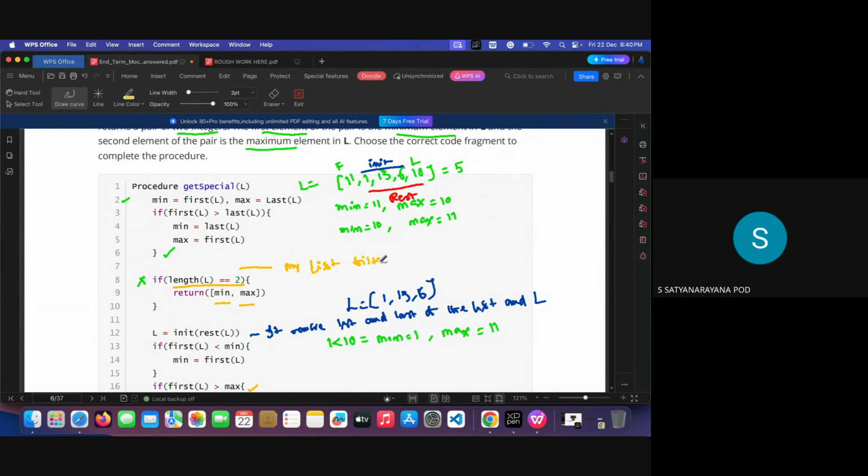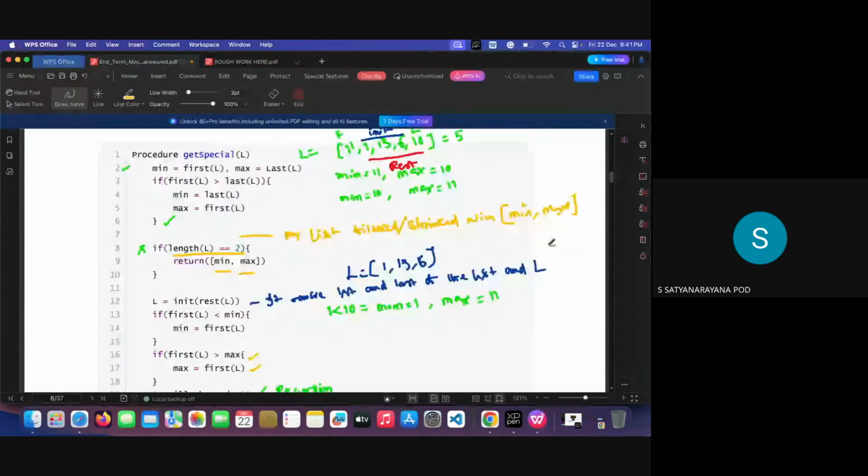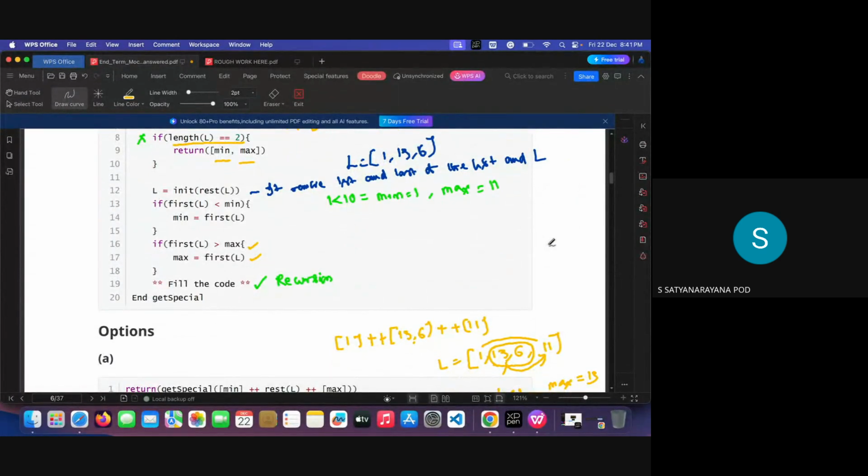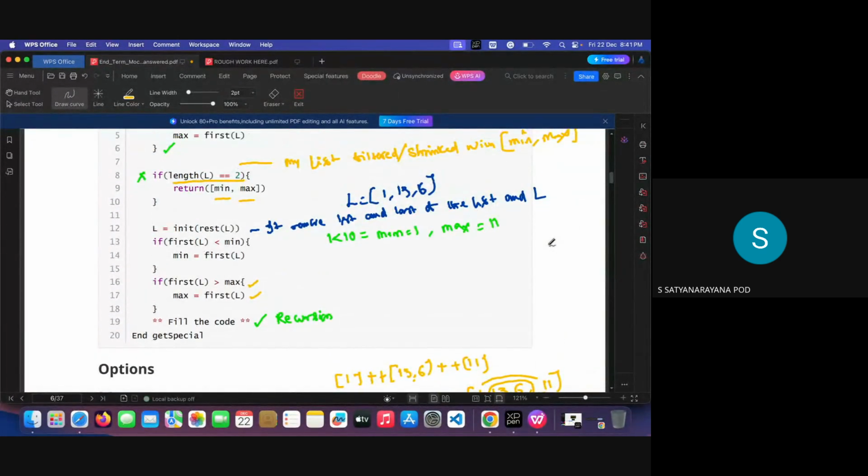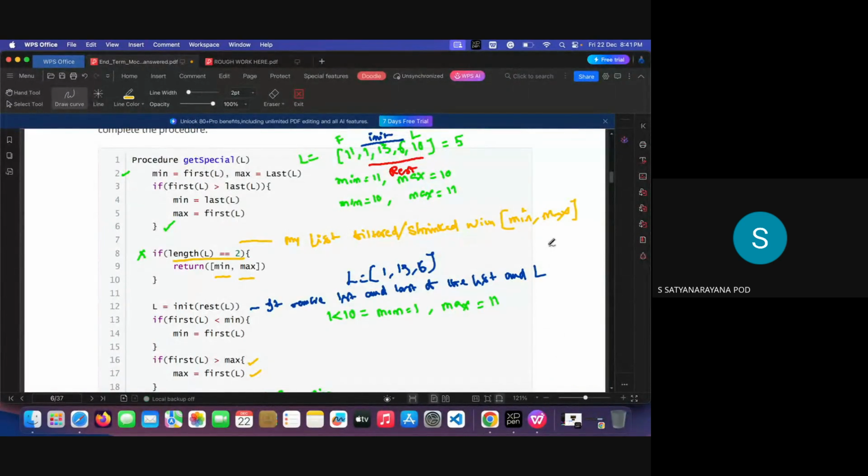So when it reaches this condition, my list is filtered, or we can say synced, with only two elements, min and max. That's it. Two elements are there, the minimum element and the maximum. That's it, simple. The only thing you need to worry about is init and rest, and at the same time the first and last methods. Of course, the last method and first method are very easy.